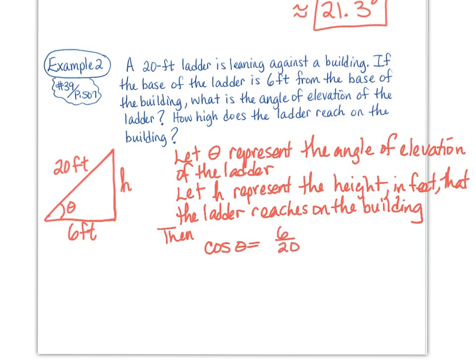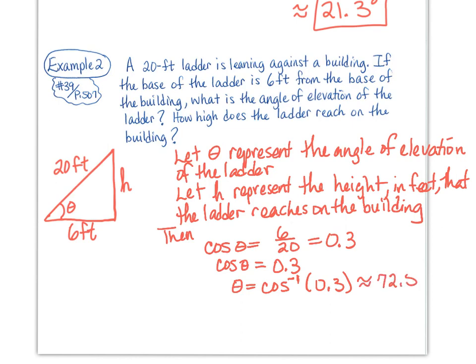6 over 20 is 0.3. So we get cosine of theta equals 0.3, which means theta is equal to cosine inverse of 0.3. Are you with me? Yep, because it's using that similar step that I didn't write out, right? You apply cosine inverse to both sides. So you get theta's cosine inverse of 0.3, and what is that approximately? 72.5 degrees. Good.